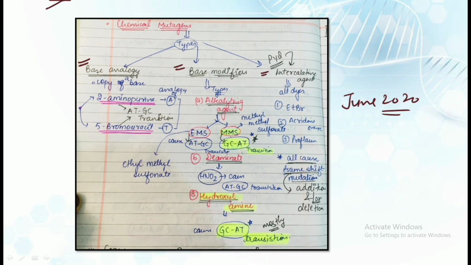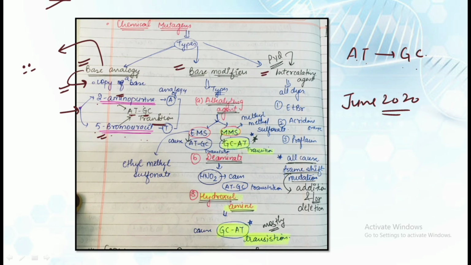Talking about the base analogs, they lead to the copy of a base, that is, as a result of base analogy there occurs a formation of a copy, and it could either be a 2-aminopurine or a 5-bromouracil. So these are the chemical mutagens that lead to the base analogy. In case of the 2-aminopurine, it leads to AT-GC transition, that is, AT gets converted into GC, and same is the case with 5-bromouracil. It also leads to AT-GC transition.